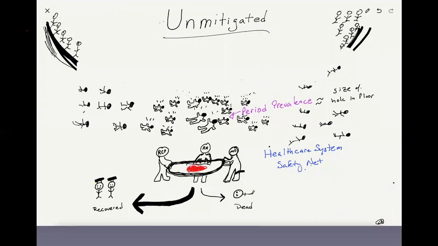Any questions about this? I realize this is kind of a simplistic way of doing it, but I think it illustrates the point a little better.